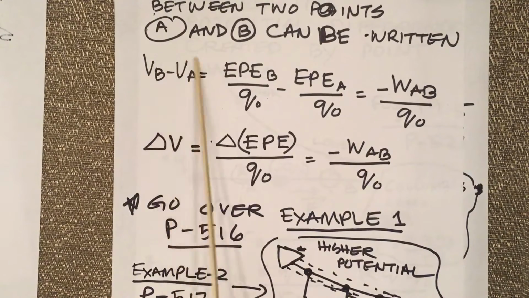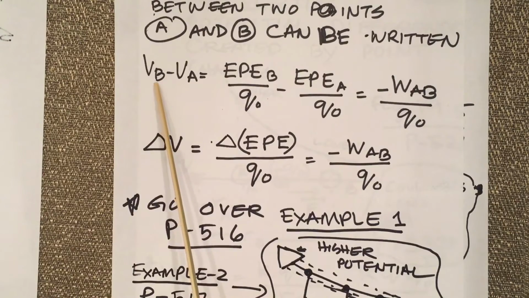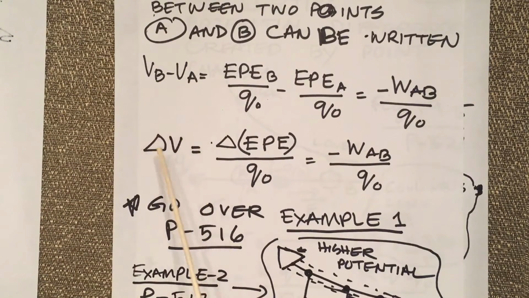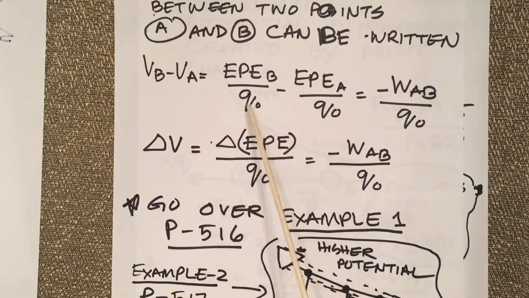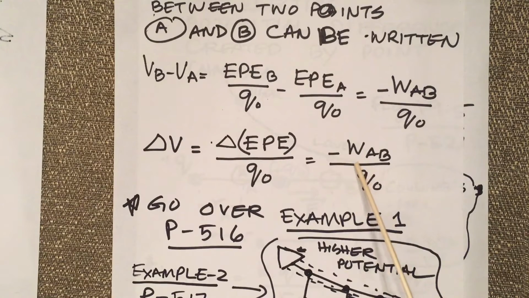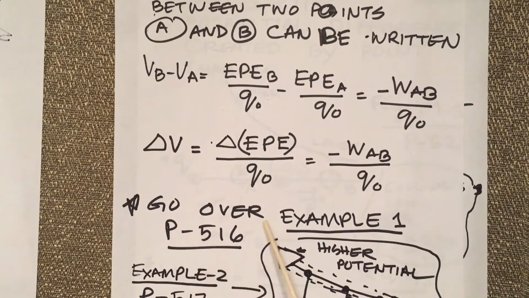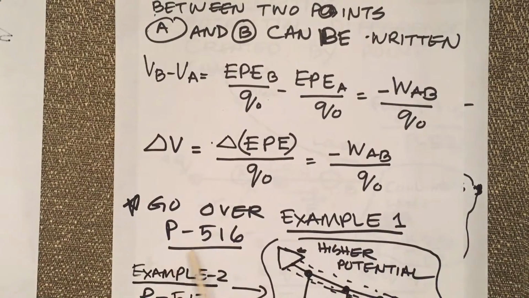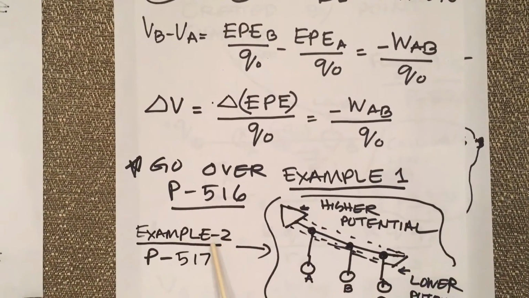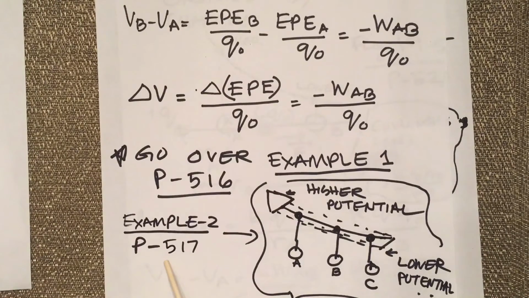Now as you see on your left side, we have V_B take away V_A, a change in voltage, so that is delta V. Same way, on the right side we can write delta EPE divided by Q0 will be equal to negative W_AB over Q0. So all you have to do now, after understanding this equation here, go to example 1 on page 516, also example 2 on 517.